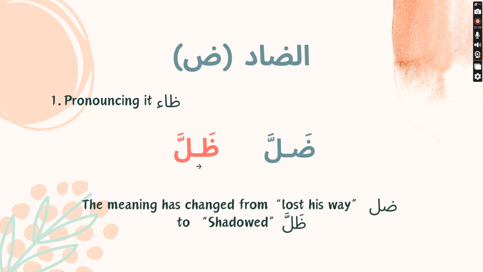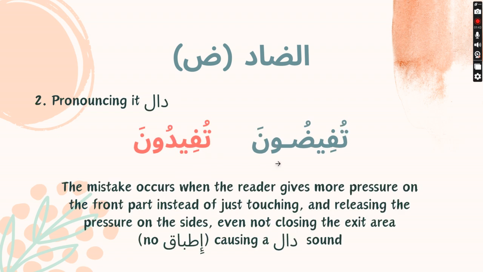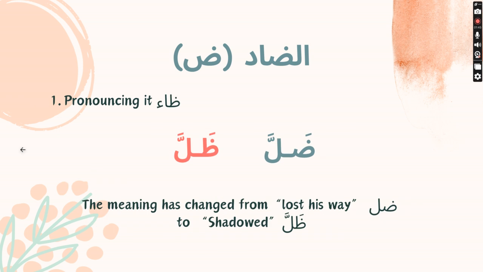This means that the tip of my tongue is not touching the area where it should be touching, but it's a little bit forward against the upper incisors. So instead of saying ضل, we say ضل. So the meaning has changed from ضل, meaning lost his way, to ضل, which is shadowed, and this is lahn jalid. This should not be done.